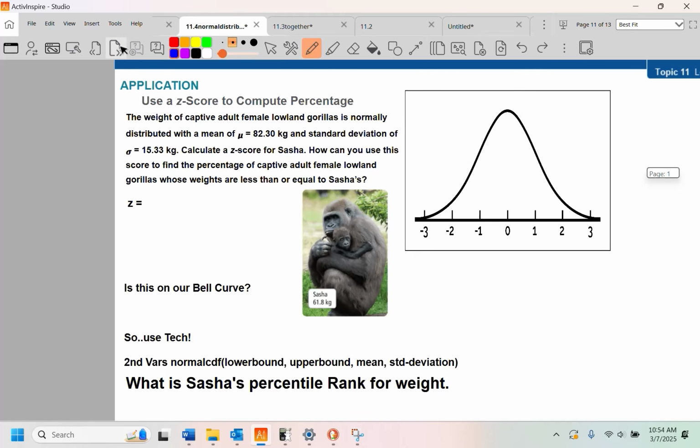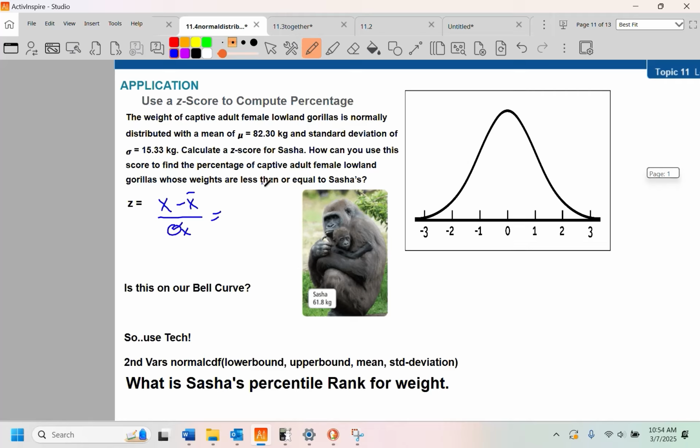Here's our first example. The weight of captive adult female lowland gorillas is normally distributed with a mean mu of 82.3 kilograms and a standard deviation sigma of 15.33 kilograms. Compute a z-score for Sasha. How can you use this score to find the percentage of captive adult female lowland gorillas whose weights are less than or equal to Sasha's? So again, let's go with our little formula. It's x minus x bar over sigma.